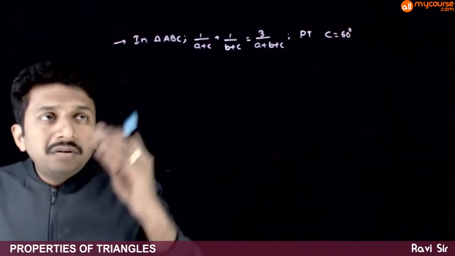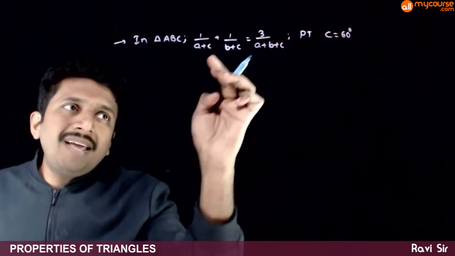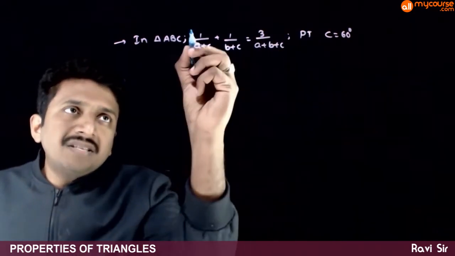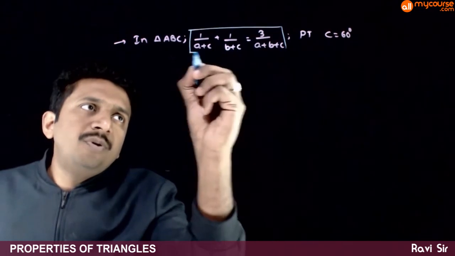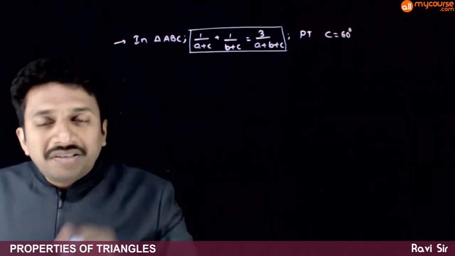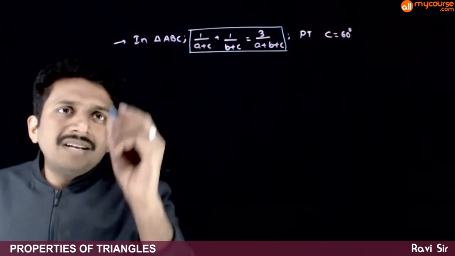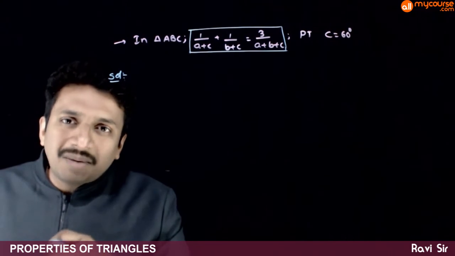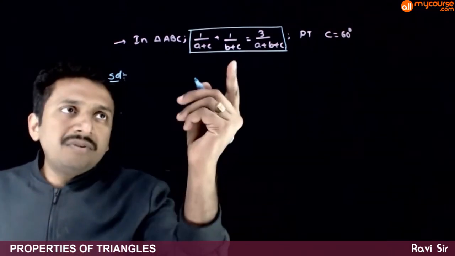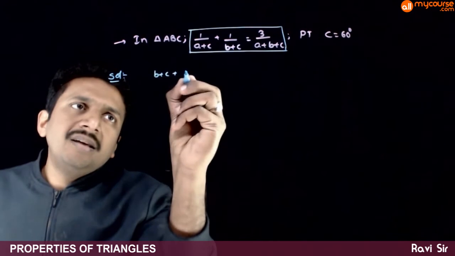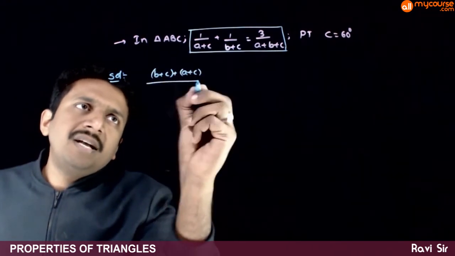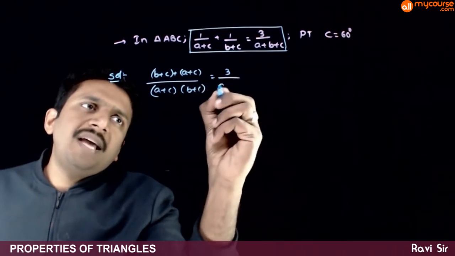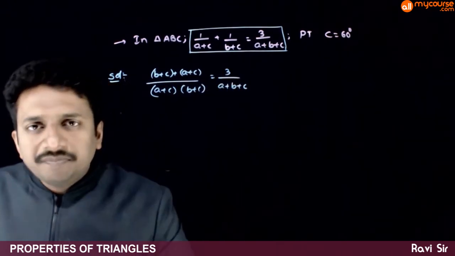So in this question, we're given that in a triangle ABC, 1 by A plus C plus 1 by B plus C is equal to 3 by A plus B plus C. So if this condition is valid, you need to prove that angle C of the triangle is 60 degrees. So let us try to simplify this condition. Let us try to see if this condition leads to some information about angle C. So if you take the LCM, you have B plus C plus A plus C divided by A plus C times B plus C is equal to 3 by A plus B plus C.